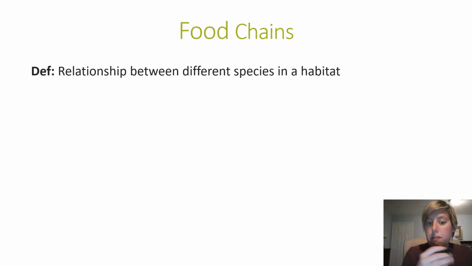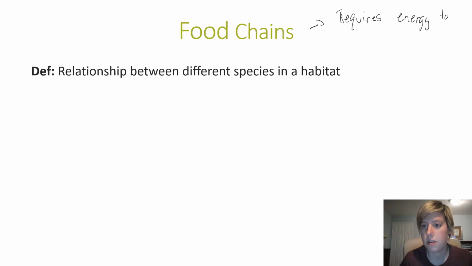Food chains. Now, food chains is talking about the food relationship that you have between different species in a habitat. And we need to remember that we have 5 characteristics for all living things, and one of those characteristics is requires energy to function. So food chains are really tying into this concept that all living things require energy to function.